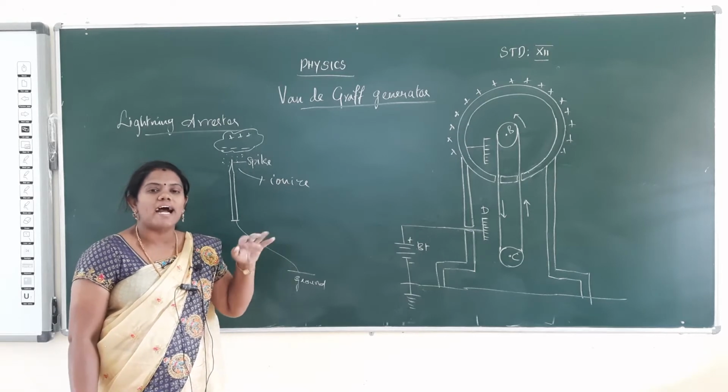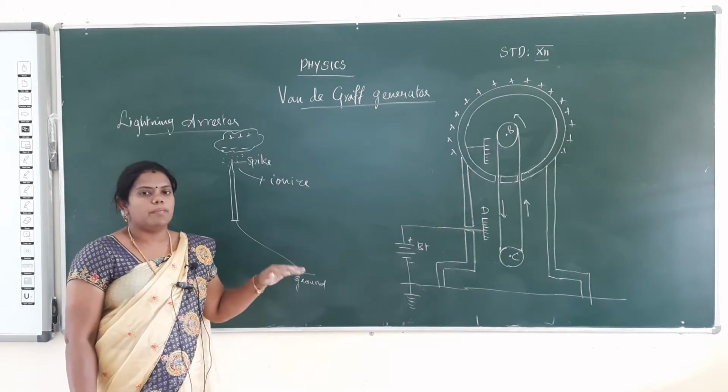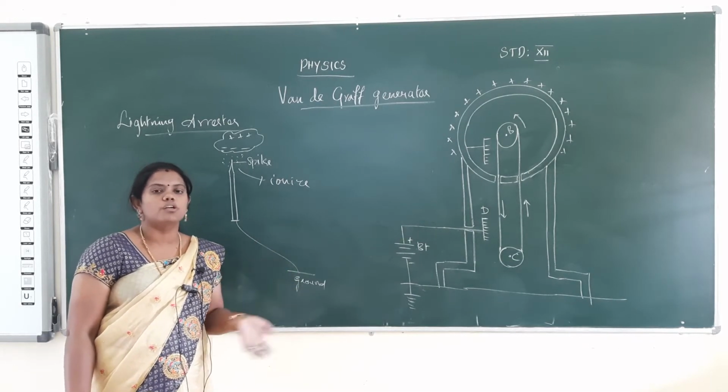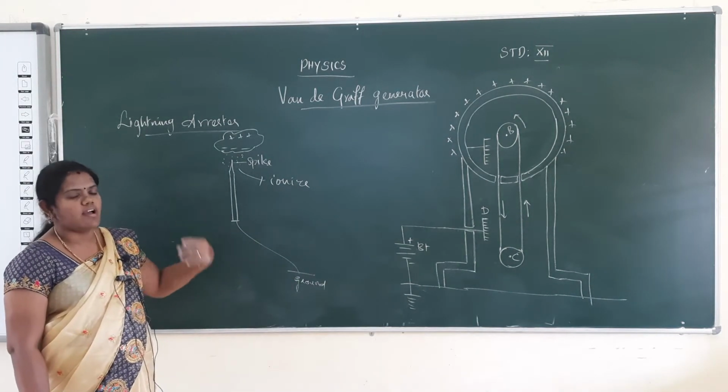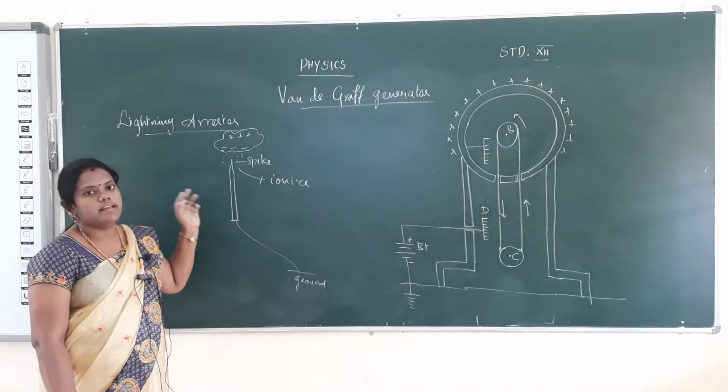Lightning arrestor does not arrest the lightning. It just passes it on to the ground. The work of a lightning arrestor is just to take the lightning and carry it out to the ground.